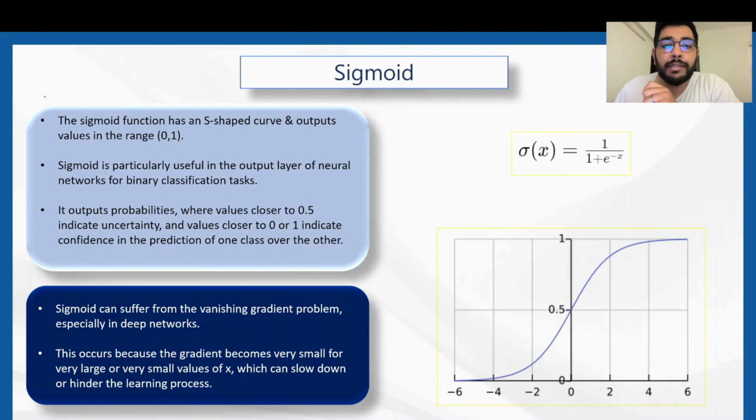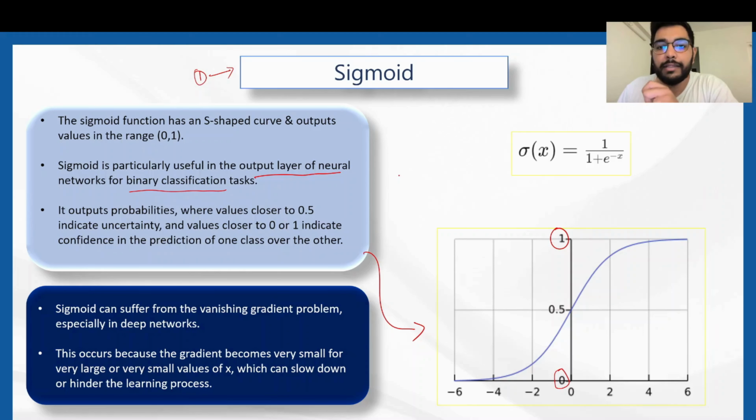Coming to the first most important activation function, that is the sigmoid activation function. As evident from the graph, the sigmoid activation function is an S-shaped curve where the output ranges from 0, which is the minimum, to 1, that is the maximum. Since its output ranges from 0 to 1, it is particularly used in the output layers of neural networks for binary prediction or binary classification tasks.